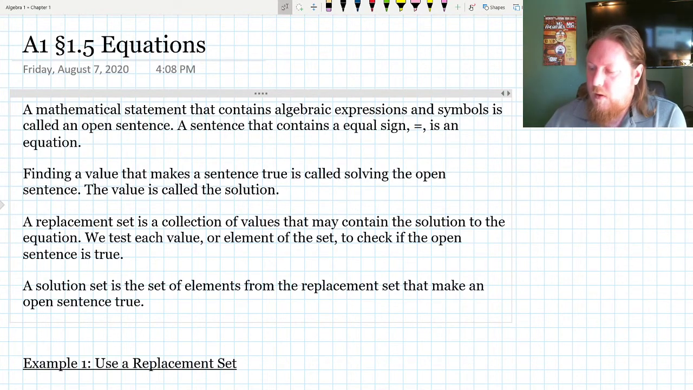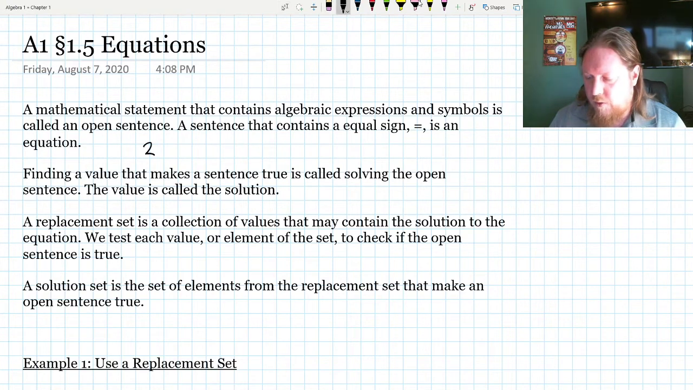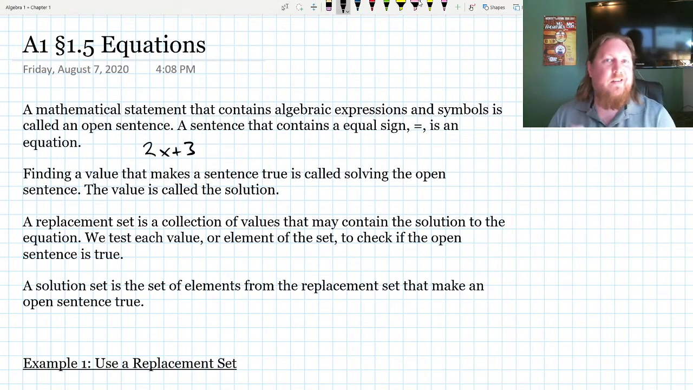A mathematical statement that contains an algebraic expression and symbols is called an open sentence. So, something like 2x plus 3. It's an open sentence. It's there. It's not a complete thought or idea. Well, it's a complete thought, but there's really no relationship to it all.